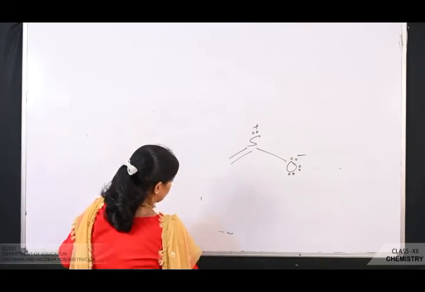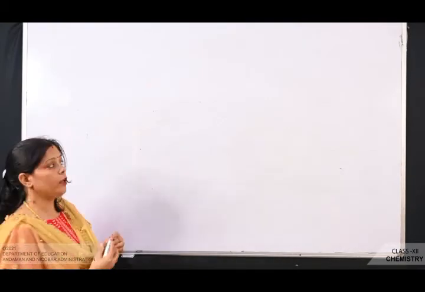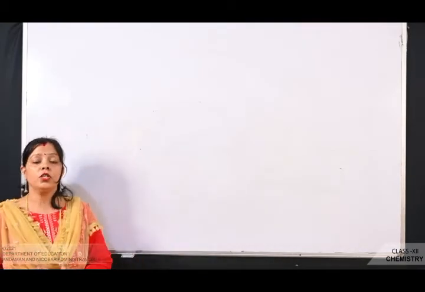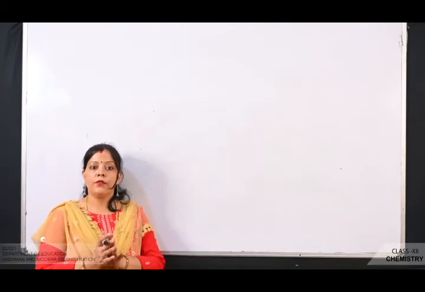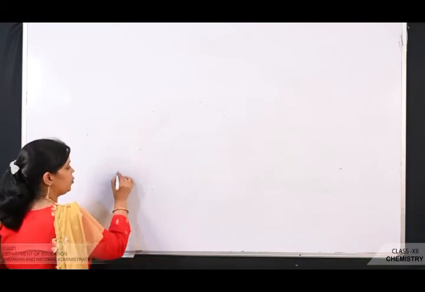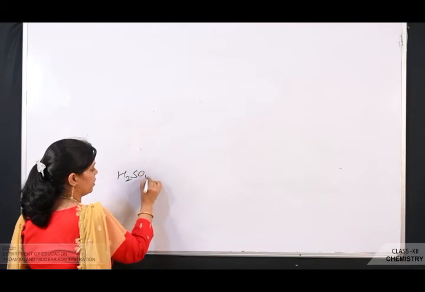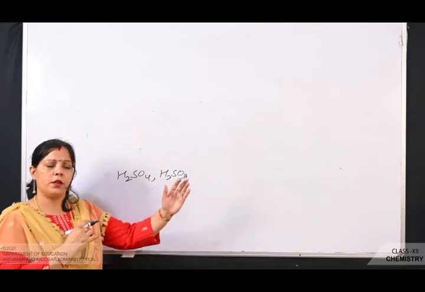Next is the oxo acids of sulfur. What are the important oxo acids of sulfur? So children, what are oxo acids? Oxo acids are acids that contain oxygen. Sulfur is known to form many oxo acids such as H2SO4, sulfuric acid, and H2SO3. Many oxo acids of sulfur are formed.